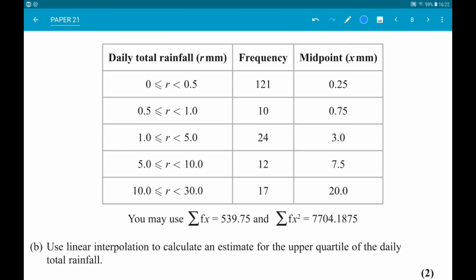Part B. Use a linear interpolation to calculate an estimate for the upper quartile of the daily total rainfall. So, what we need to do, imagine we put all these days in order of their rainfall. We want to find the 75th percent day and its rainfall. So, the first thing we need are the total number of days. So, if we add up the frequency, we get 184.